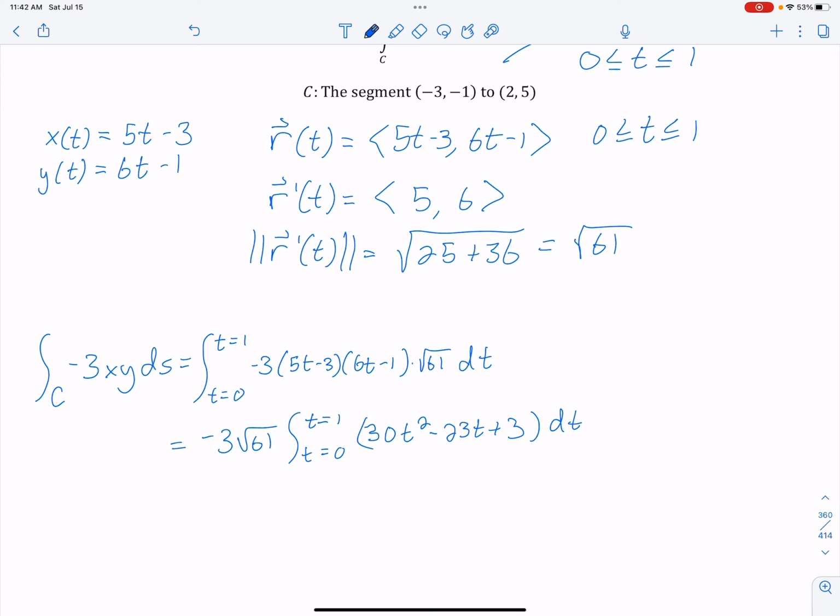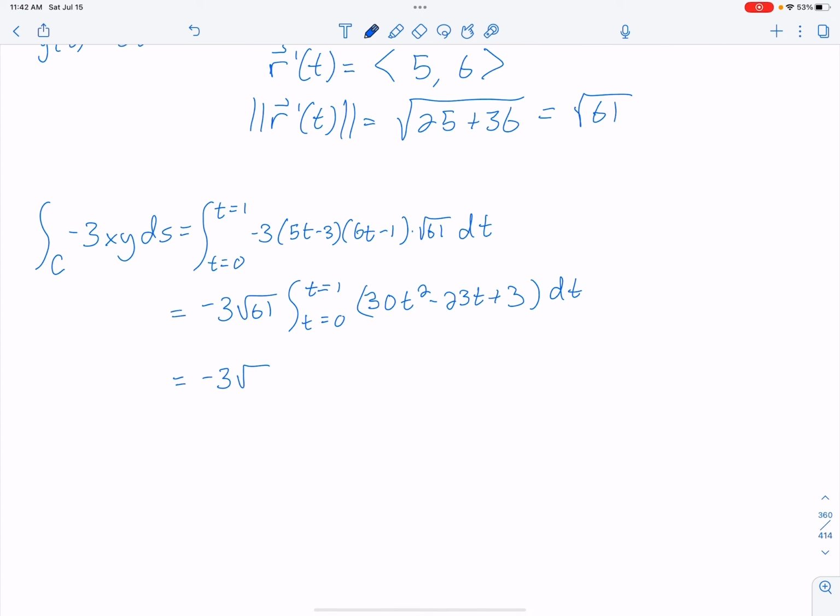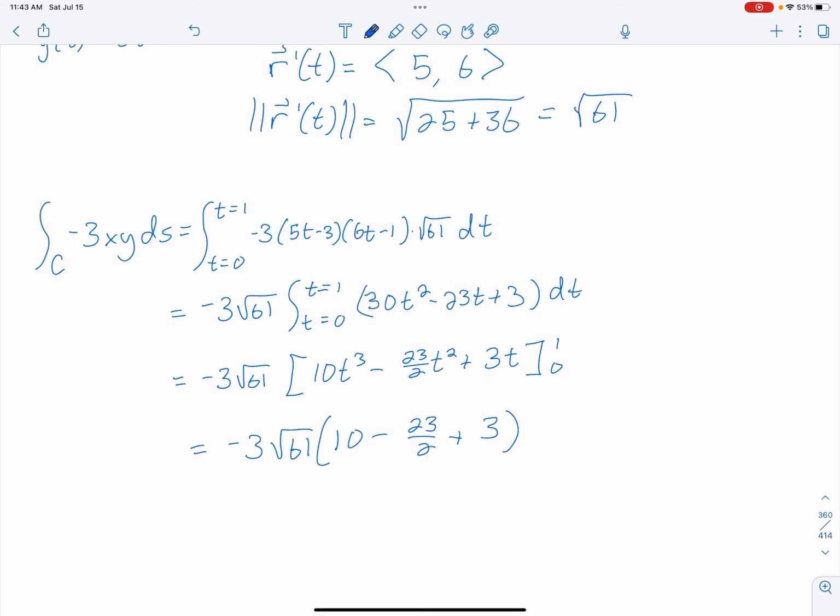All right, now we can integrate that. That's just straight integration with the power rule. So we got 30 over 3, which is going to be 10t cubed. I always do my derivative backwards, so 3 comes down, makes 30t squared. Cool. And then I got 23 over 2 t squared plus 3t. And we're going to plug in 0 to 1. I don't really need to write t's. I don't have multiple variables. So I got -3 root 61. Notice that all the zeros are going to zero out. And I got 10 minus 23 over 2 plus 3. This, if you were to work it out, I'm not going to do it on here for the sake of time, we get -9 square roots of 61 over 2.